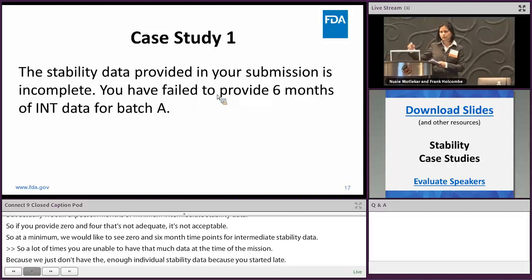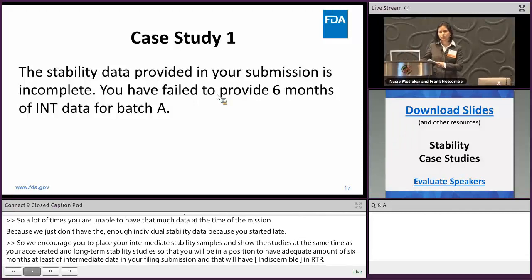Okay? So the takeaway for this slide, what you can do differently, is make sure you have at least 6 months, 0 and 6 month time point for your intermediate studies, right?